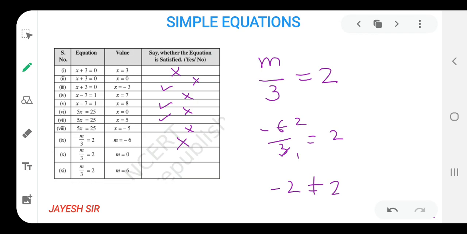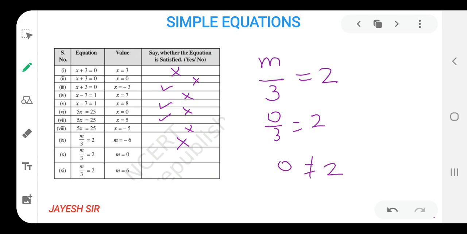I hope you all might be getting it, friends. So let us begin with the next sum. Now we have to put the value of m as 0 in this. So I am putting the value of m as 0. 0 divided by 3 will always result in 0. So 0 is not equal to 2, we can say. So this also does not satisfy. I hope you all might be getting it, friends.